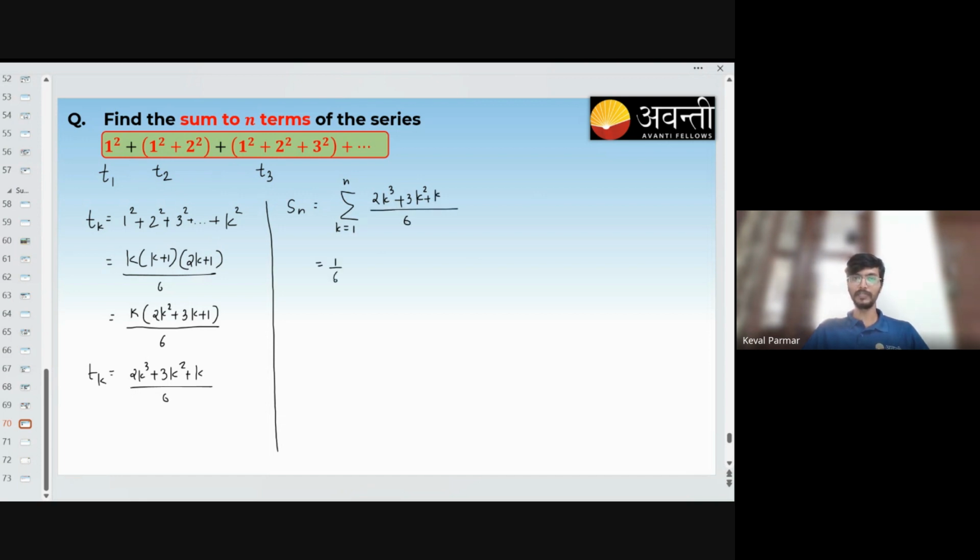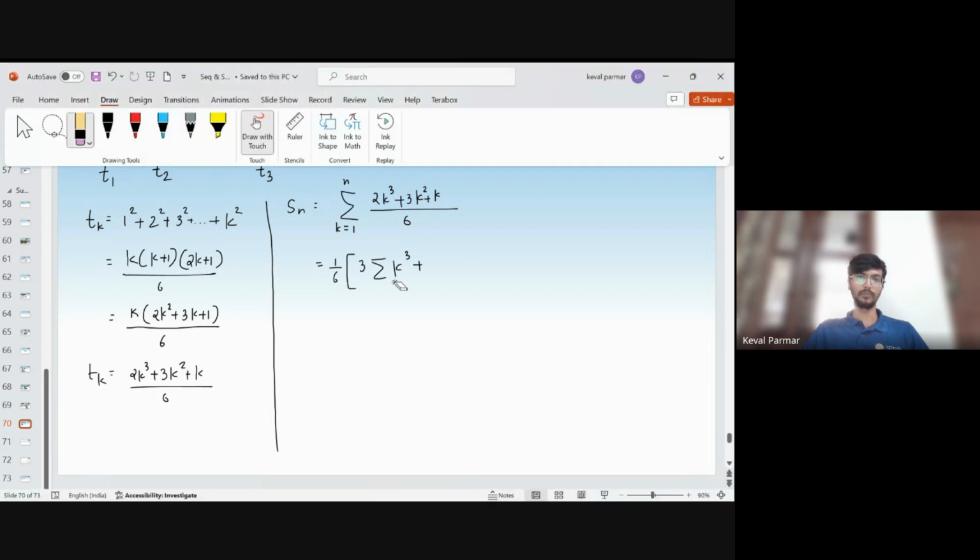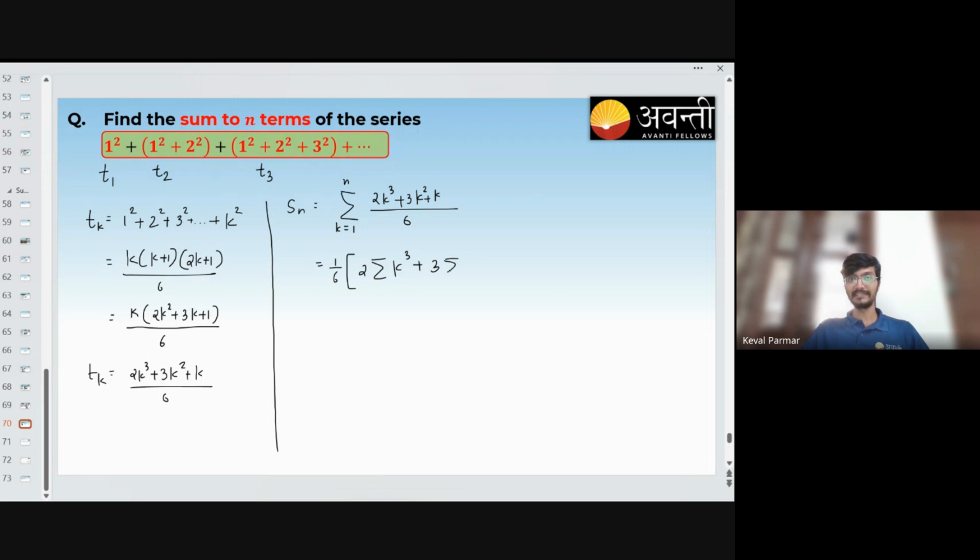So I think I can take 1 by 6 outside. I'll get 3 summation k cube. Sorry, 2, na? The coefficient is 2. So 2 summation k cube plus 3 summation k square plus summation k. So that means I'll get 1 by 6, 2. What is the formula of k cube? n square, n plus 1 the whole square upon 4, plus 3 times n into n plus 1 into 2n plus 1 upon 6, plus n into n plus 1 upon 2.